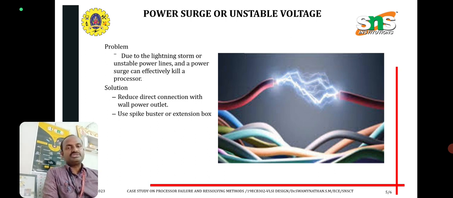Next, what solutions do we need to give? First, reduce the direct connection with the wall power outlet. We cannot give the direct connection using the adapter or another method, either a junction box or anything. We need to use an extension box with a separate booster or a spike buster or anything it may be. So we need to connect indirectly with the power source. That is a method of avoiding power surging or unstable voltage.